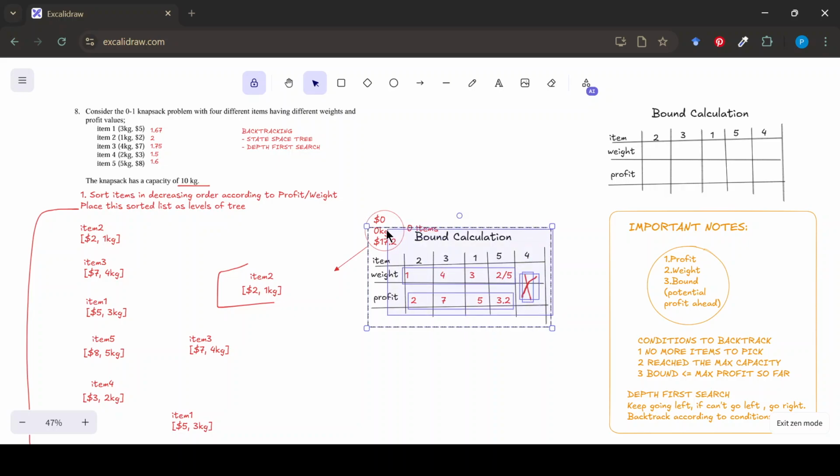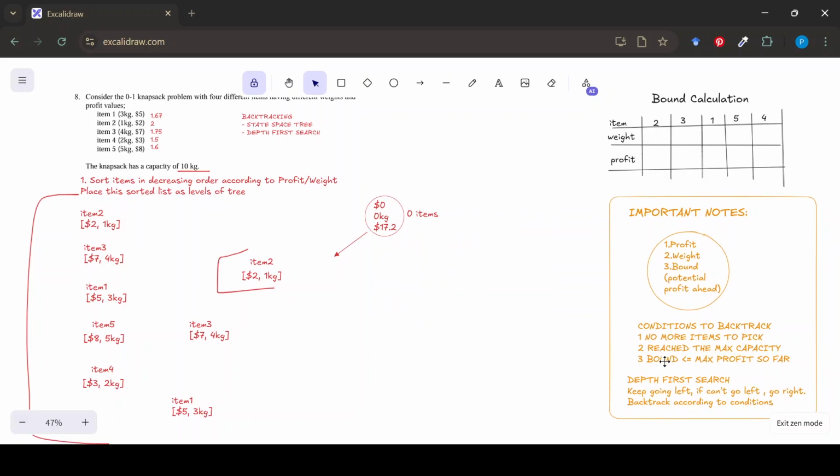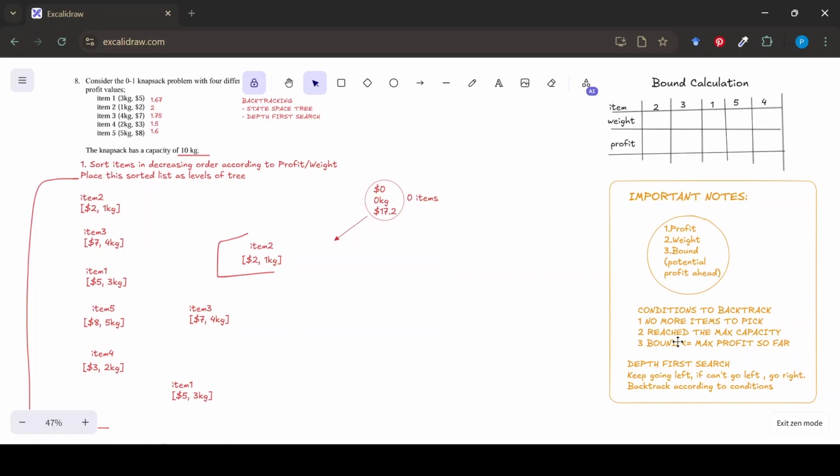Now once this is done, let us check the conditions of our tree. Well, no more items to pick up? We can pick up more items. Reach the maximum capacity? It's just 0 kg right now. And our bound is way more than our maximum profit. So there is still some potential profit to be made ahead, right? That's what this bound means.